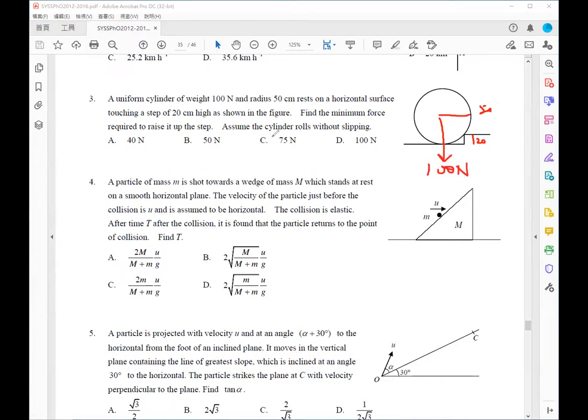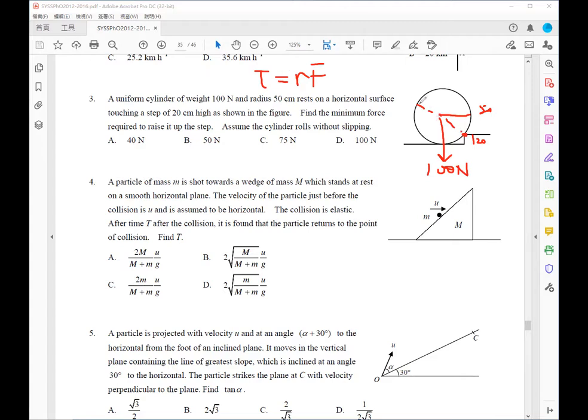When you want to raise it up the step, you need to apply a force on the cylinder. You want to find a minimum force. By looking at the formula of the moment, you want the R to be largest. The largest R should be the diameter. But you need to decide which point you should take the moment, because when you raise it up, the cylinder will rotate about this point. So the largest distance from this point is the diameter of the cylinder.